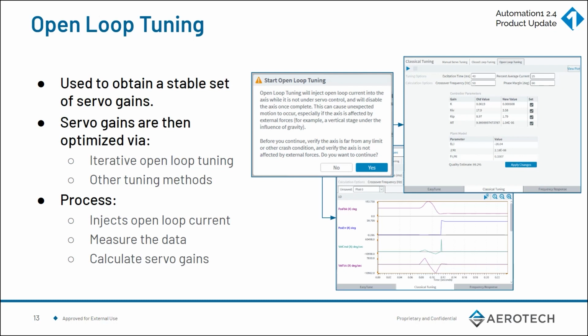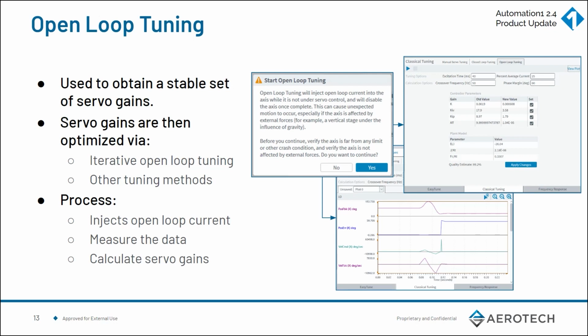And the process that really goes on here for open loop tuning is we inject an open loop current into your motor. So in doing that, we present you this nice warning label saying, are you really sure you want to do this? Make sure your hands are clear. This will cause motion. If the stage is under the effects of gravity, this can be bad for you to do. So this is really an expert level feature that is there, but it helps make the controller more versatile in situations where tuning might be difficult.